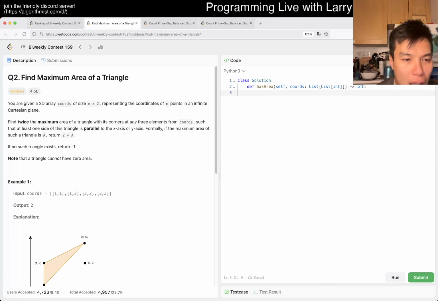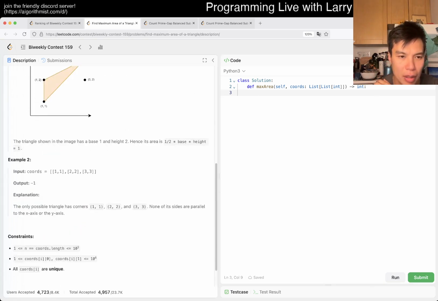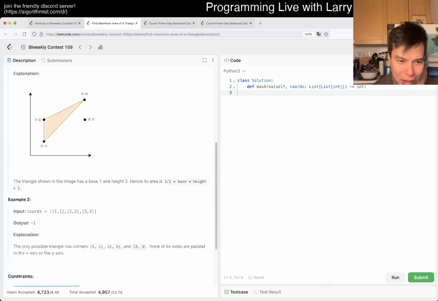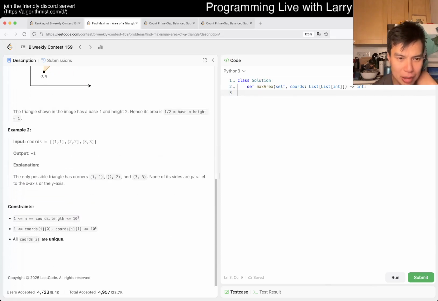Okay, the next one: find twice the maximum area of a triangle with any coordinates. Why twice the triangle? I guess so that you don't have to divide it by 2. That's kind of cute. And it's just all, I was gonna say dot product. Is it dot product or cross product? Area of a triangle.